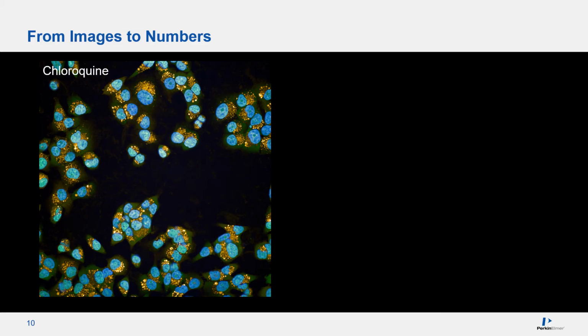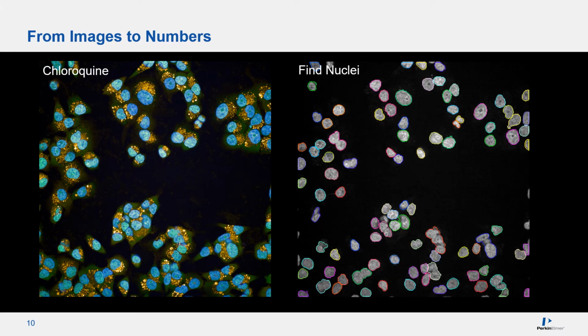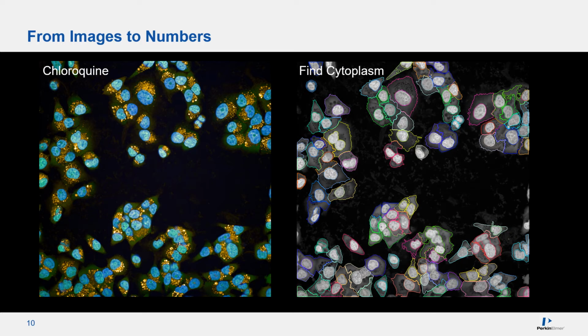This slide will explain how we can extract numbers from images using the Harmony software, starting with image segmentation of cells treated with the drug chloroquine. First, we'll find nuclei and then the corresponding cytoplasm in the image. This assay is characterized by the formation of spots induced by the chloroquine treatment. So the next step is to detect the number of spots.